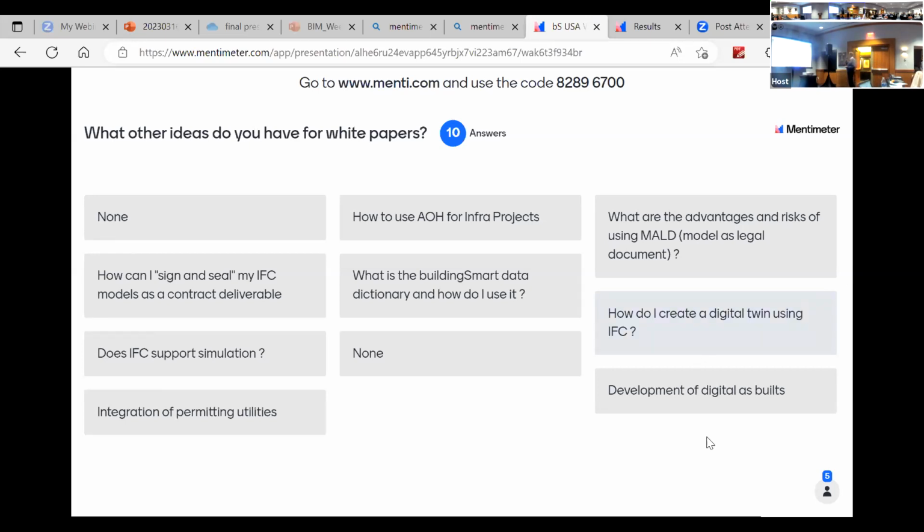We covered that. What is the buildingSMART data dictionary and how do I use it? Covered that. What are the advantages and risks of using a model as a legal document? I think again we can cover that by the contracts white paper. How do I create it? But these are all good because they feed into those ideas. How do I create a digital twin using IFC? That's a big one, which I think is part of our future thinking about IFC. I have my personal views about that, but I think we're still on that journey. Development of digital as-built. We probably touched on that one already. Okay, thank you.